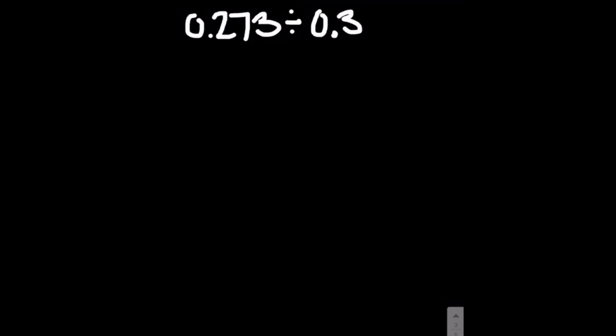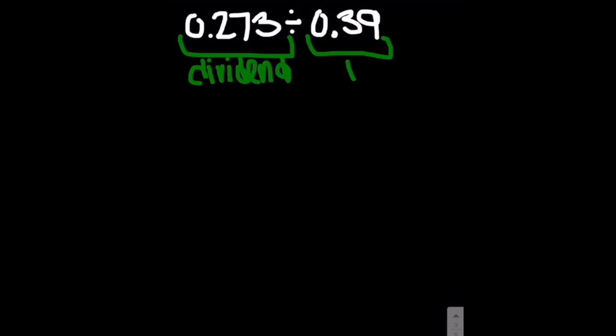And this one's going to be a little bit different. So this one's going to be different, and you'll see why. So 0.273 divided by 0.39. Let's label our divisors and dividends. So the first one is the dividend. This one's the divisor.